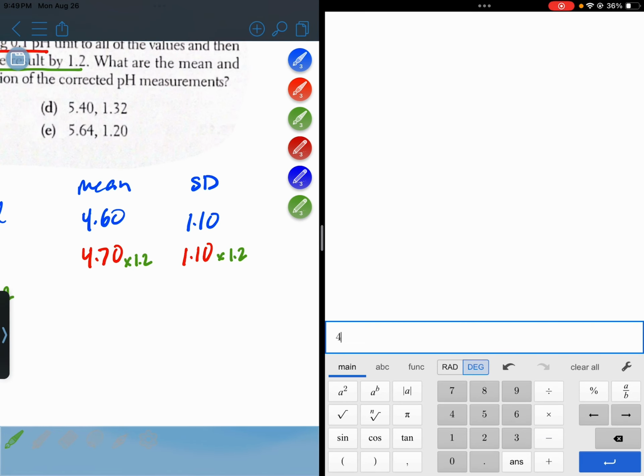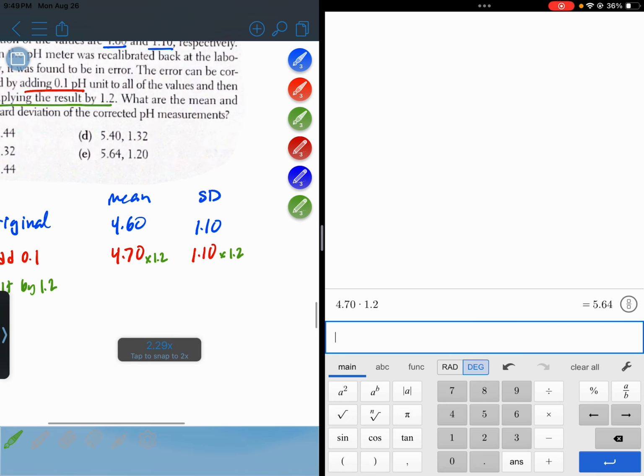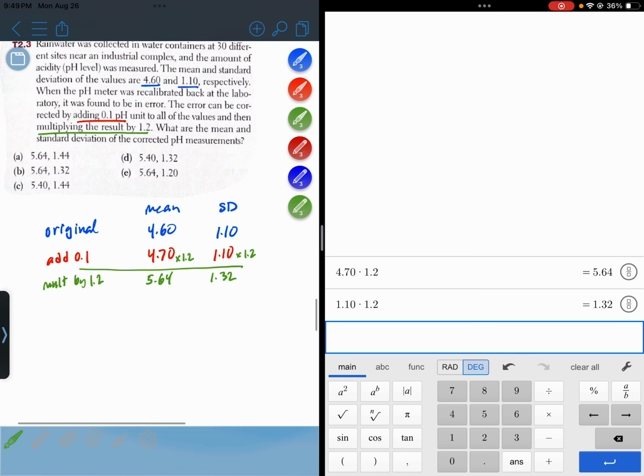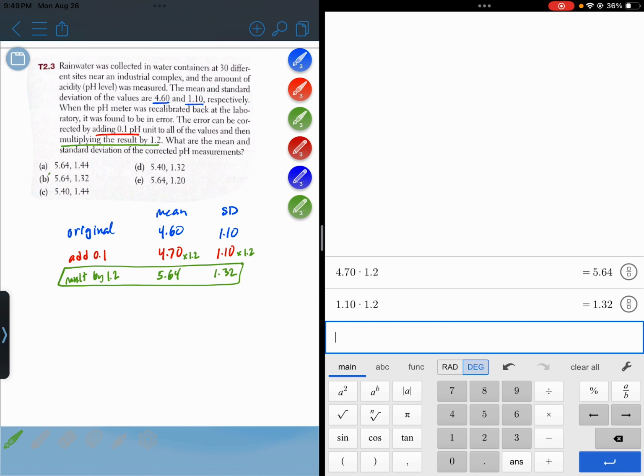Okay, so 4.70 times 1.2 is 5.64, so that'll be the new mean, 5.64, and then the standard deviation, 1.10 times 1.2, gets us 1.32. All right, so that's going to be the mean and the SD for the corrected data. Right, that seems to match choice B.